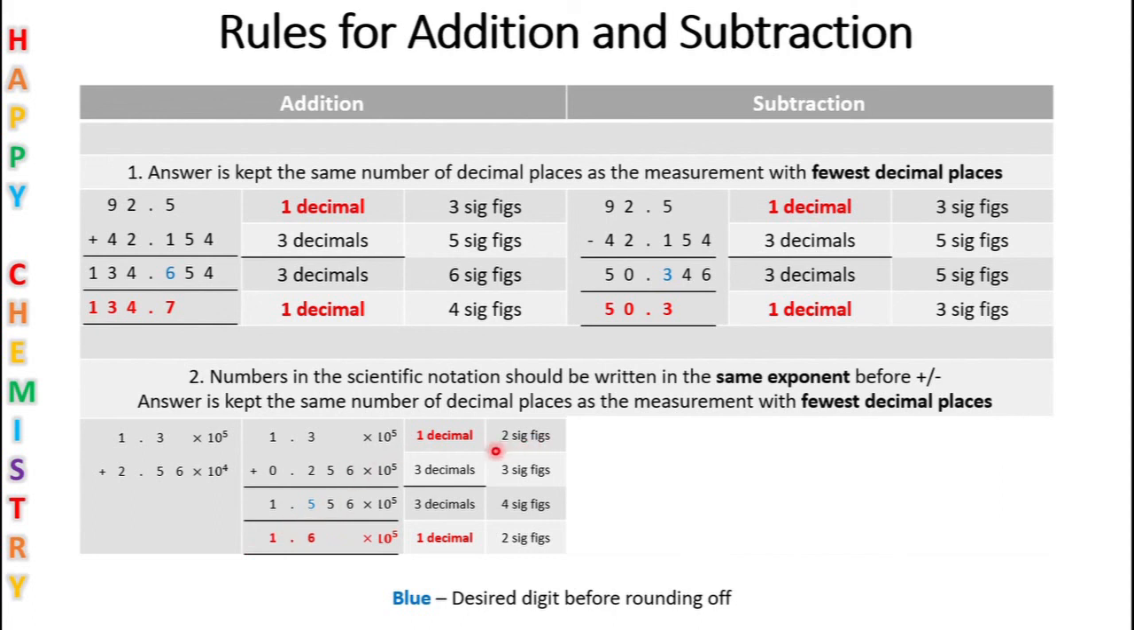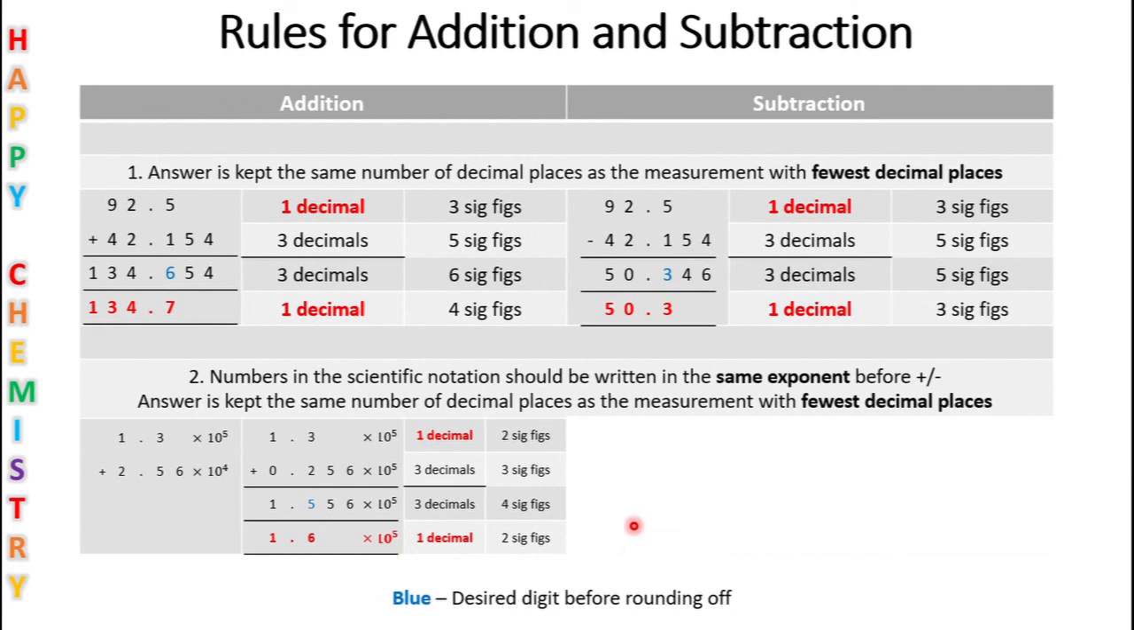1.3 into 10 to the power 5 has one decimal place. 0.256 into 10 to the power 5 has 3 decimal places. Therefore, the answer should have only one decimal place. 1.556 into 10 to the power 5 has 3 decimal places. Therefore, the desired digit would be 5 in the first decimal place. After rounding up, the answer is 1.6 into 10 to the power 5.